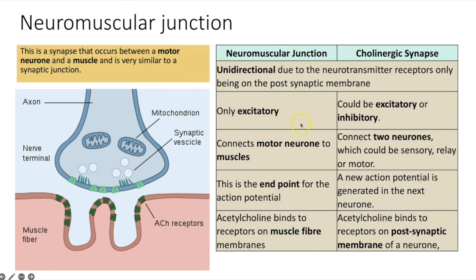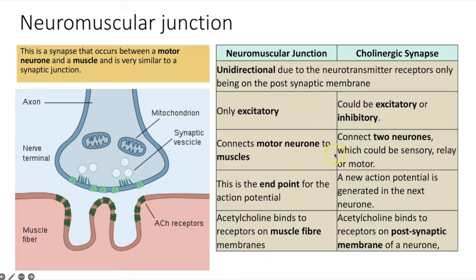So you could be asked to compare similarities between a neuromuscular junction and a cholinergic synapse. So here is our comparison. They both involve unidirectional movement. A neuromuscular junction is always excitatory, meaning it will always result in a response, whereas cholinergic could result in a response, or you do get inhibitory synapses where chloride ions are released instead.